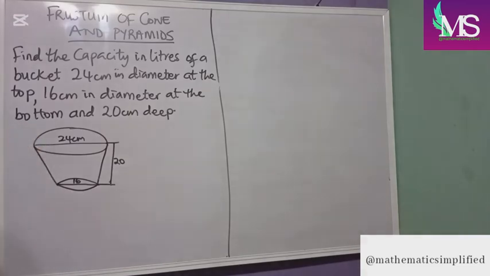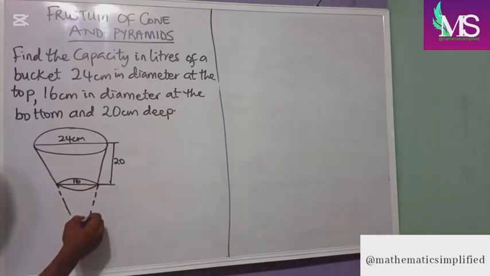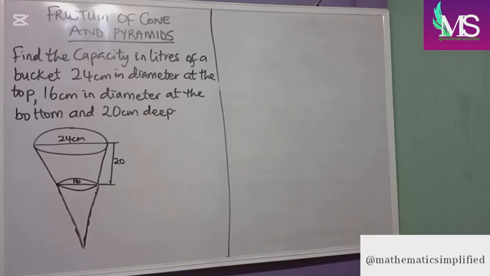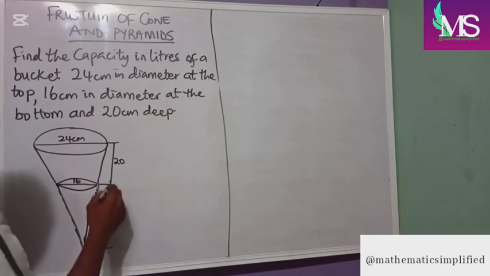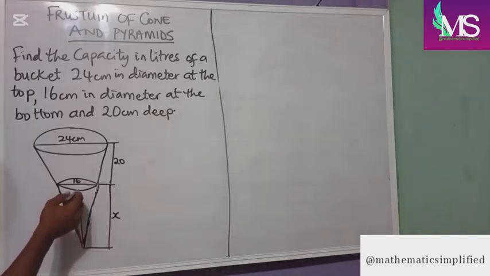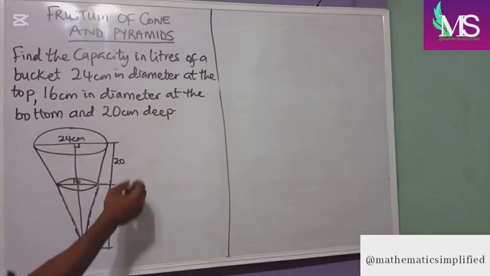For us to calculate the capacity of this, we'll form this bucket to be a full cone. So if we draw this to be a full cone, so that we can apply a formula, we'll call this new height x. Now from this vertex point, we draw a line dividing this bucket into two.